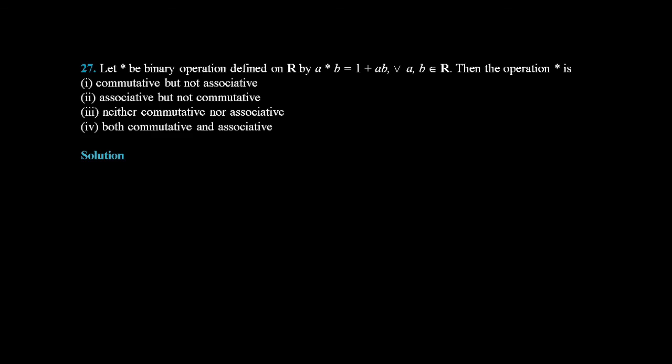In the next example, star is the binary operation defined by a star b equals 1 plus ab. First I have to check whether it is commutative or not, and associative or not. For commutative, consider a star b, that is 1 plus ab, and we know that 1 plus ab is the same as 1 plus ba. So we can write it as b star a. That means it is commutative because a star b is equal to b star a. So it is a commutative binary operation.